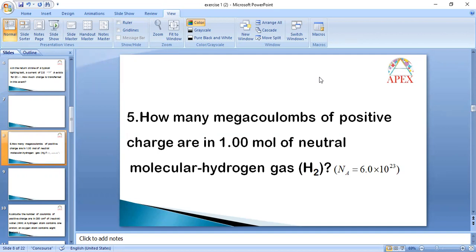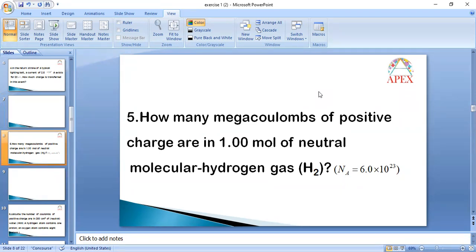That means in every atom, there are both positive and negative charges. Positive charges are protons and negative charges are electrons only. You have to calculate how many protons are there in the given amount of gas, and then you can easily calculate how much charge is there. So first of all, to calculate how many protons are there, it is given that the amount of gas is 1 mole of hydrogen gas.